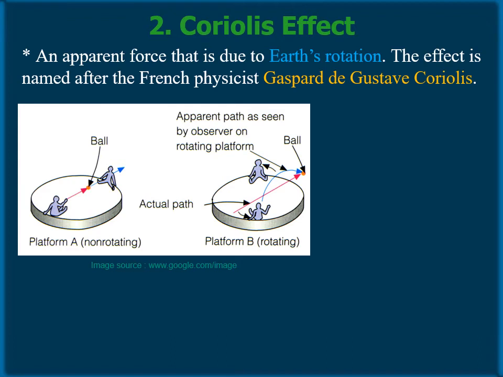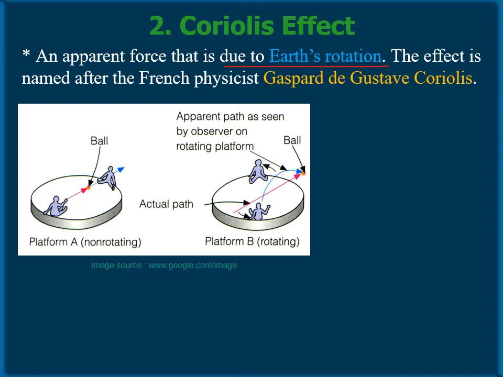This is an apparent force that is found to occur due to the Earth's rotation. Now, because of the rotation of the Earth around its own axis, there appears to be an additional force acting over the moving air. Due to this, wind does not always cross the isobars at right angle.